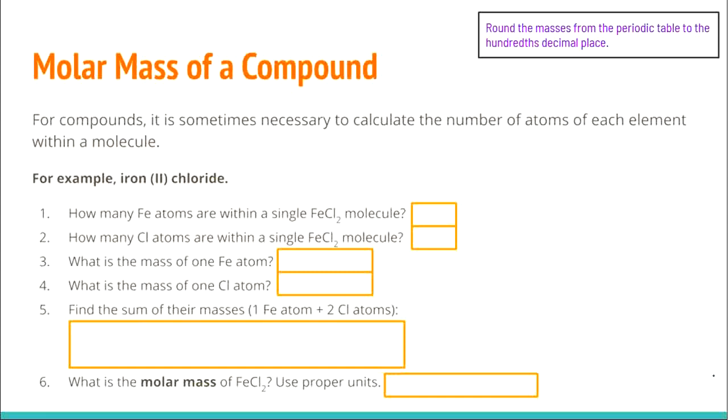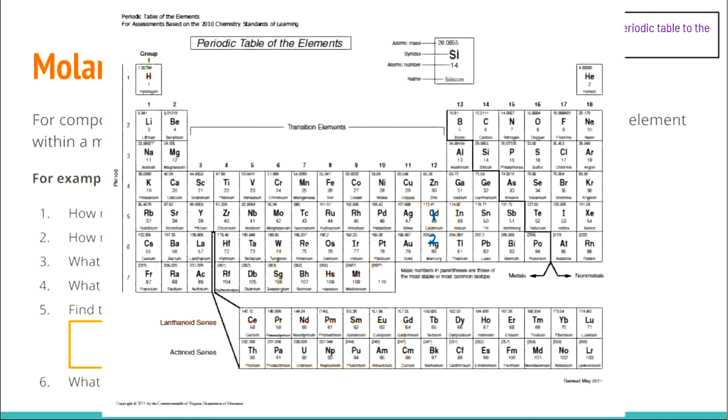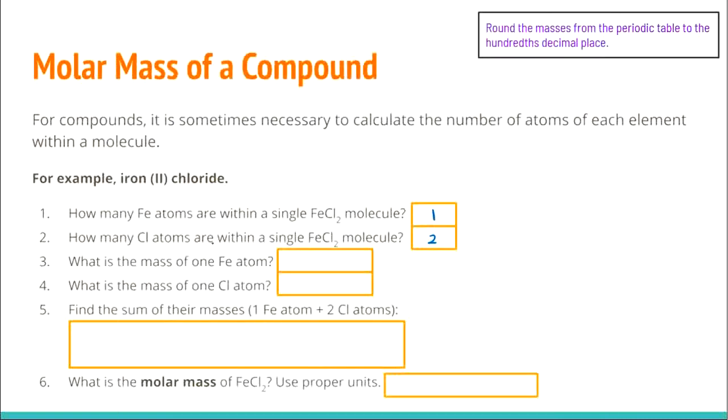Well, you have to consider the number of atoms of each element within that substance. So for iron 2 chloride, how many iron atoms do we have in FeCl2? We have 1. How about chlorine atoms? We have 2. What is the mass of 1 iron atom? Remember that you need to look at your periodic table to find iron's mass. Iron has a mass of 55.85 grams per mole. Well, what about chlorine? Chlorine, for just 1 chlorine, has a mass of 35.45 grams per mole.